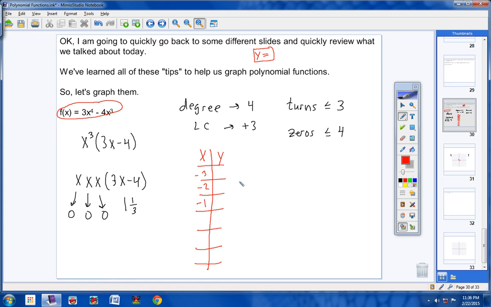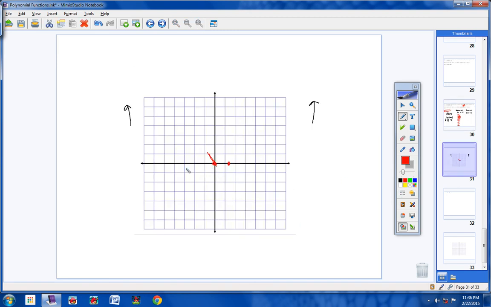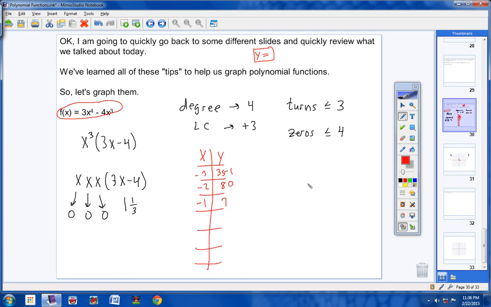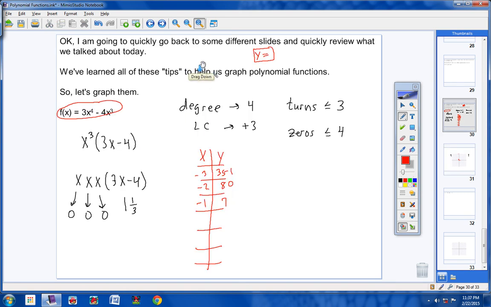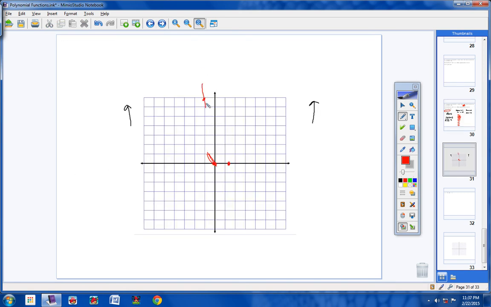So for negative 3, I'm going to get 351. For negative 2, I'm going to get 80. And for negative 1, 7. So that's a pretty good idea, guys. Negative 3, you're way up here. Negative 2, you're at 80, and negative 1, you're at 7. So it's shooting up pretty quickly, is what I'm trying to show you.